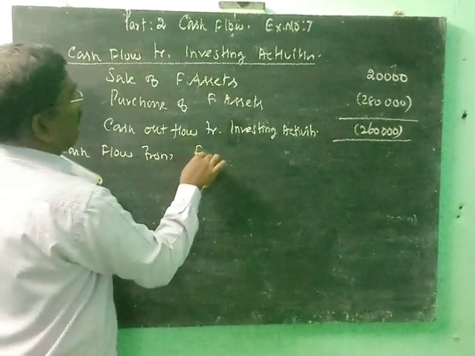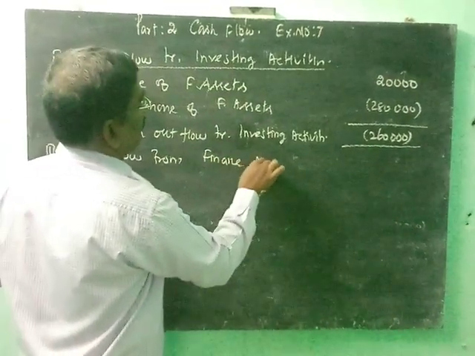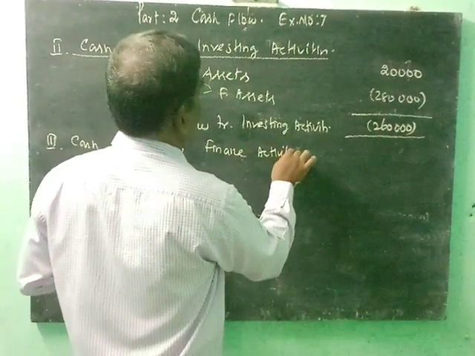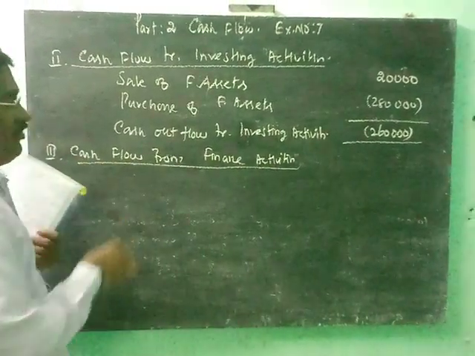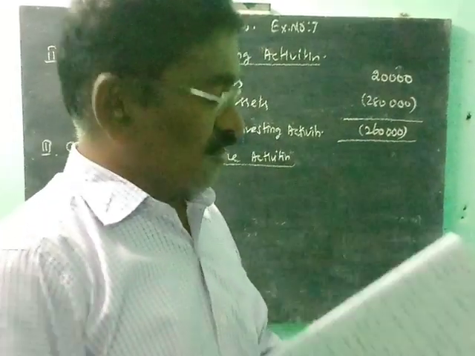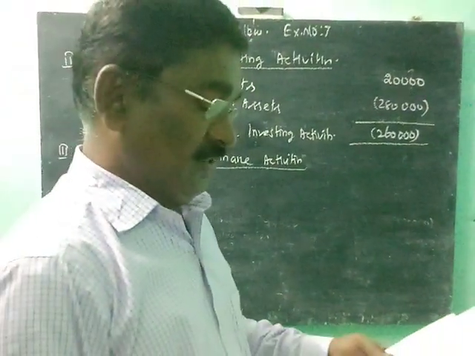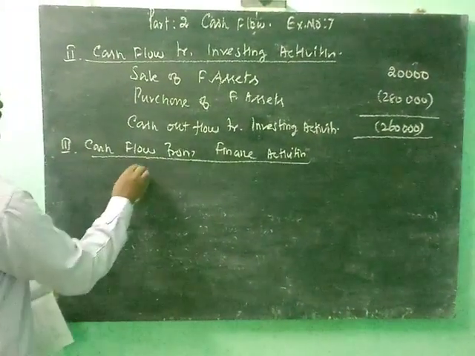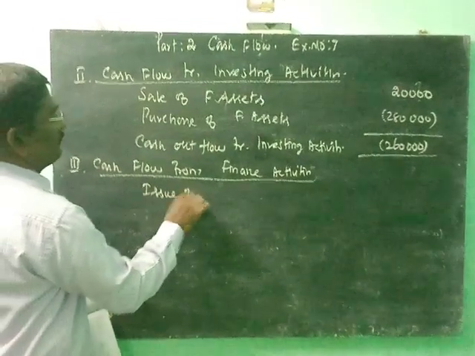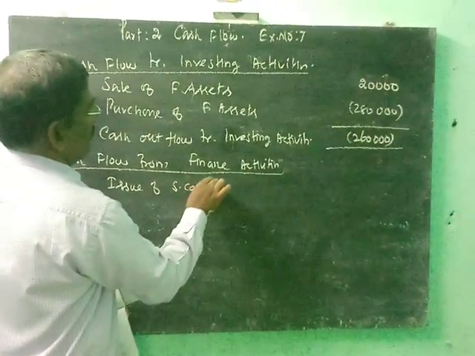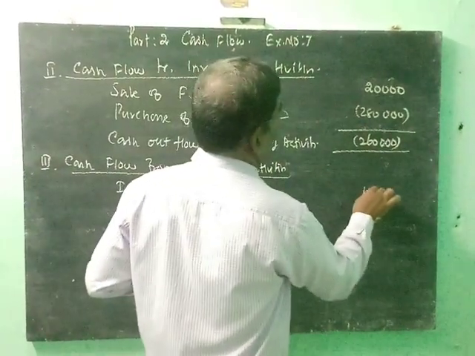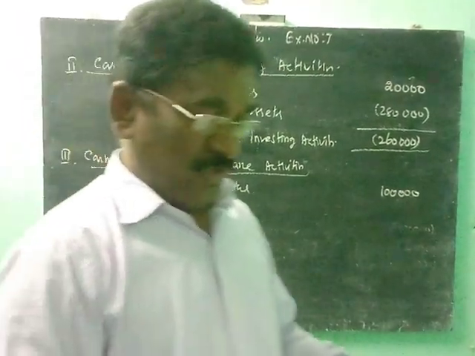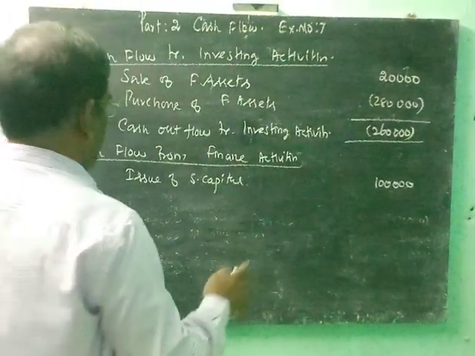cash flow from financing activity. In financing activity, proprietors' fund and long-term liability appear. In this problem, share capital 2 lakhs, 3 lakhs. So issue of share capital 1 lakh. Then long-term borrowings 1,80,000, of which 20,000 is paid.